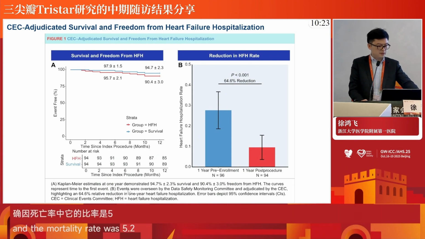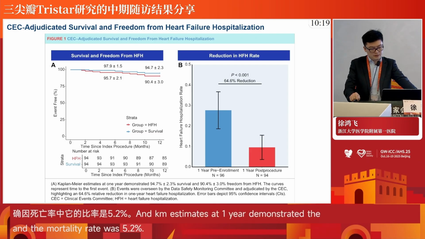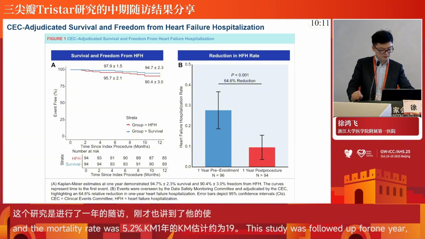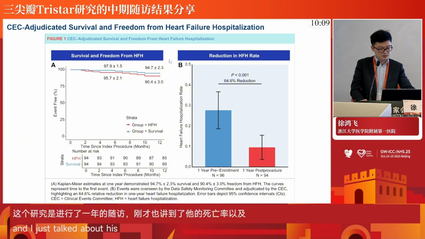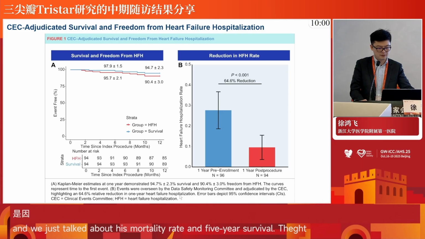And the KM estimates at 1 year demonstrated about 95% survival and 90% freedom from heart failure rehospitalization. And the right side figure shows a 64.6% relative reduction in 1 year heart failure rehospitalization.